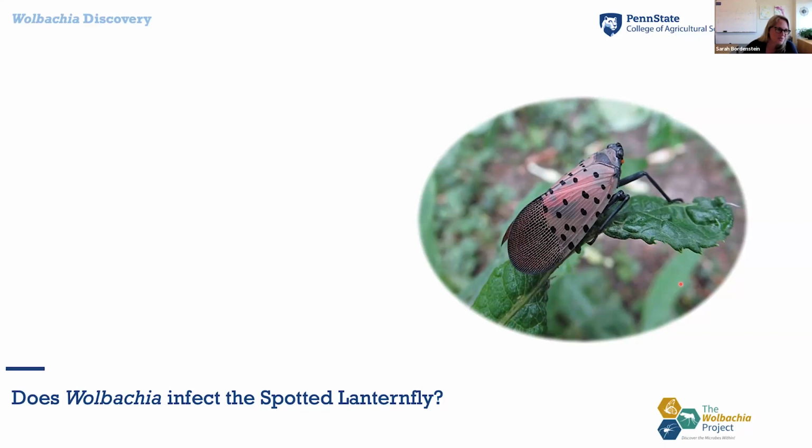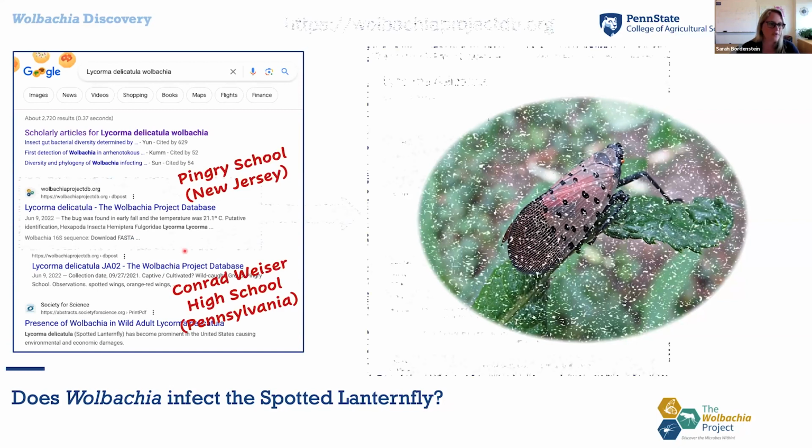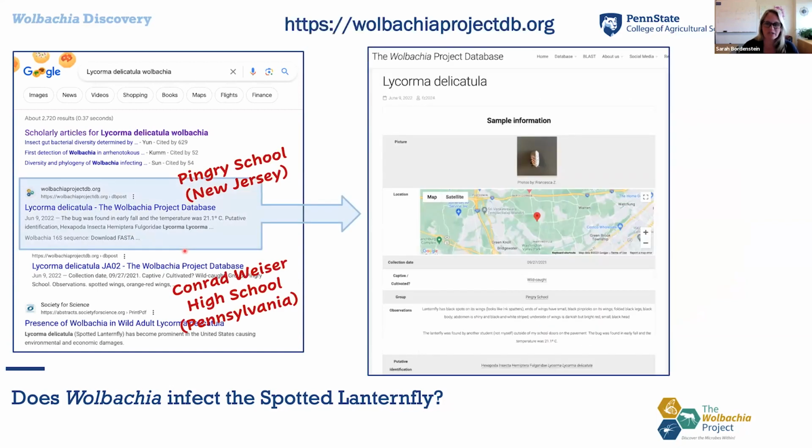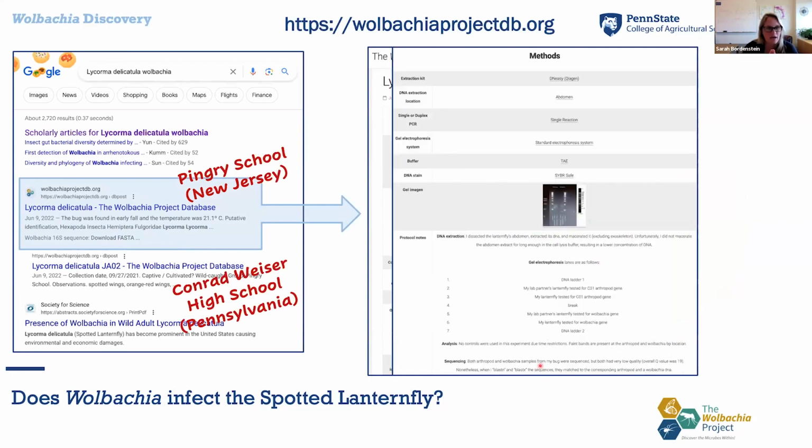And when I Google Lycorma delicatula, which is the scientific name, and Wolbachia, you'll see that some of the top hits are actually from K through 12, from high school students. And these high school students have participated in the Wolbachia project. They've gone out and collected a spotted lanternfly, given us a little bit of information about its behavior, its taxonomic ID. And then they also upload their experimental methods and their results.